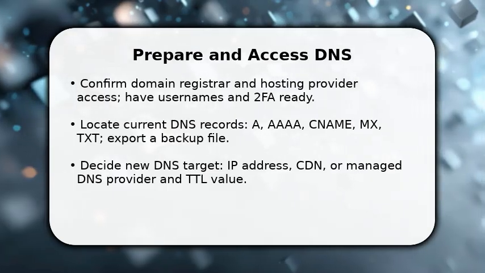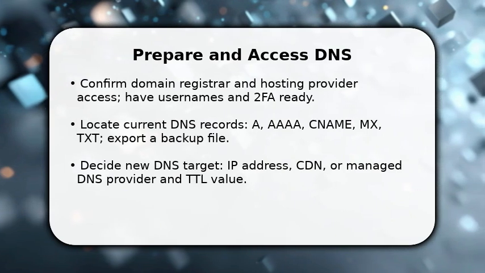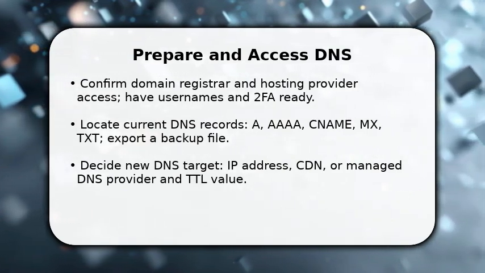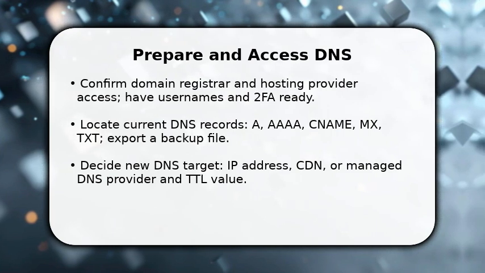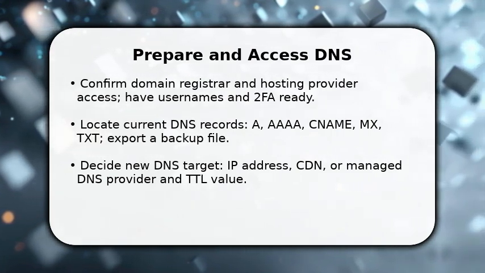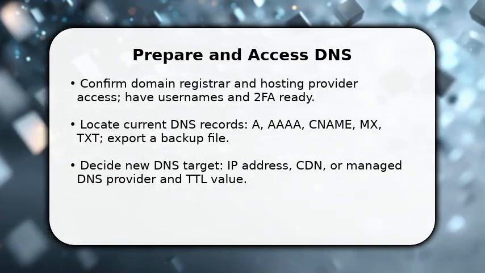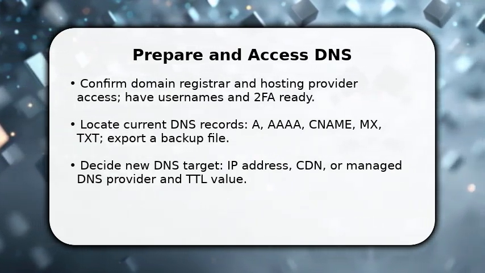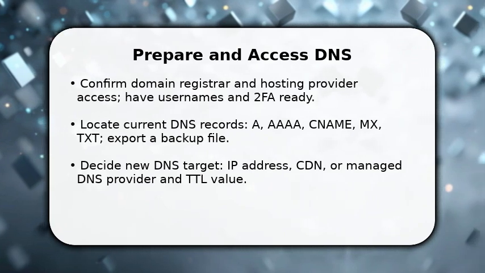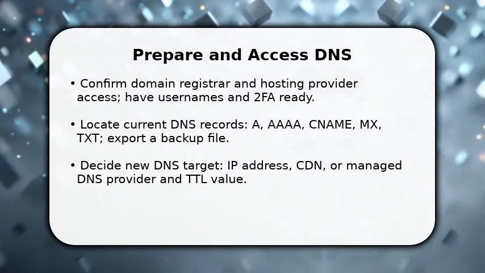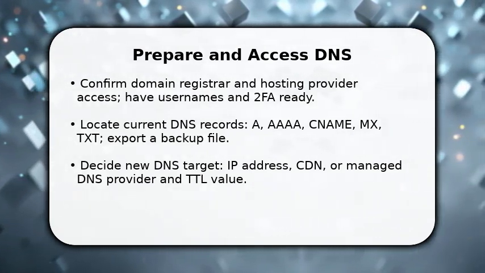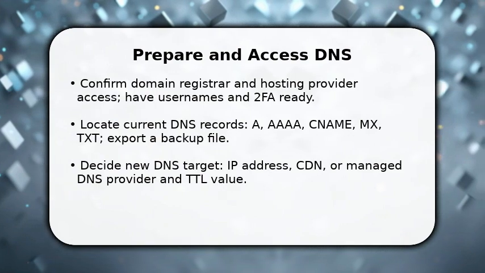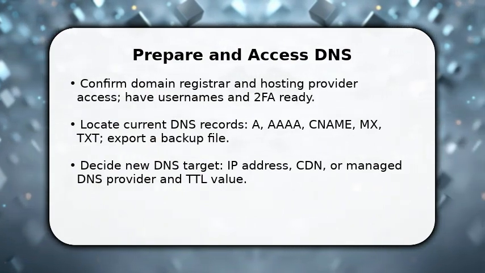You start by accessing your registrar or DNS host and authenticating with 2FA. Once in, make a quick export or screenshot of existing A, CNAME, MX, TXT records so you can revert if needed. While you have access, decide the new targets, an IP for A records, a CDN CNAME, or switching to a managed DNS provider, and set a lower TTL like 300 seconds to speed propagation during the change.